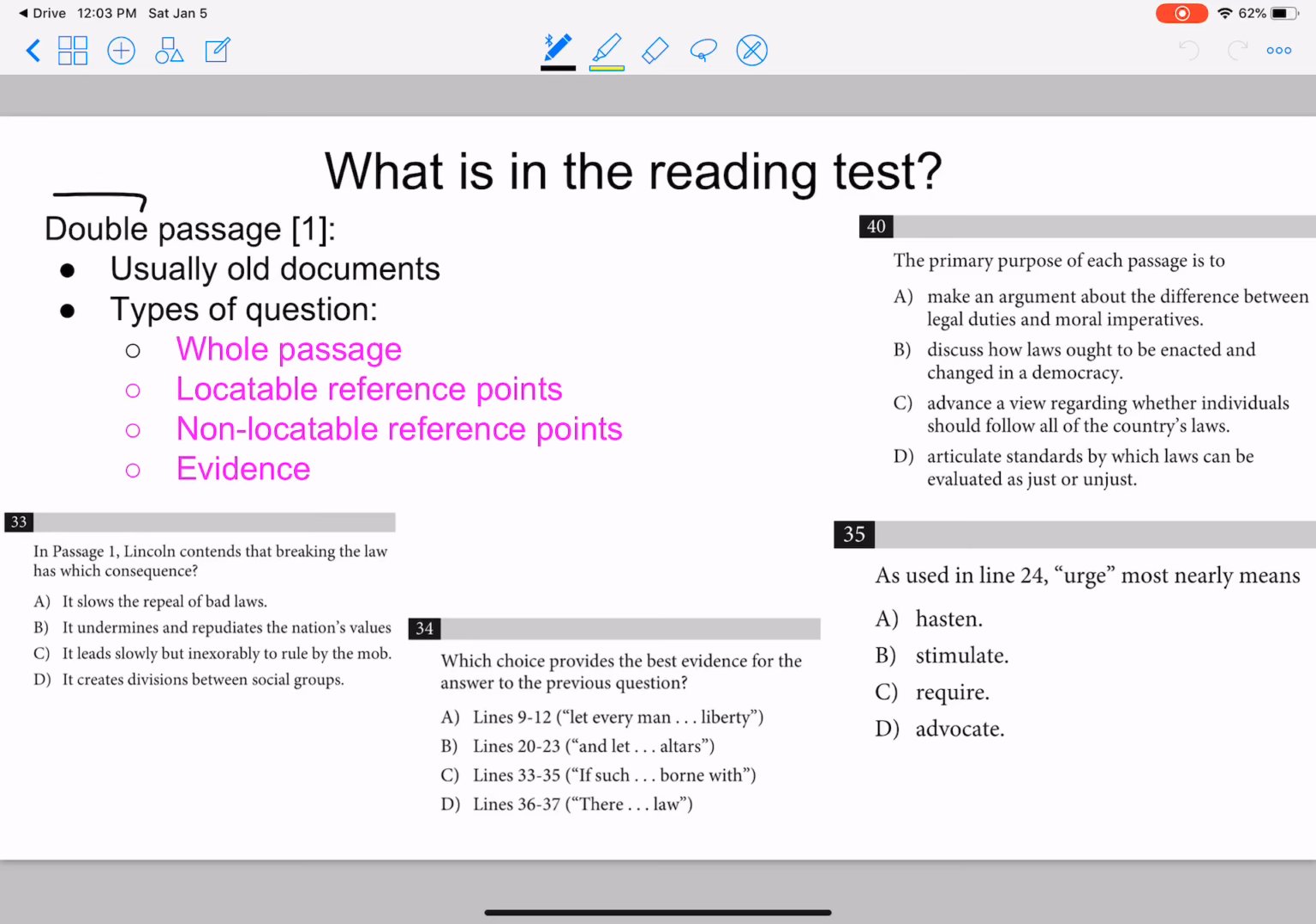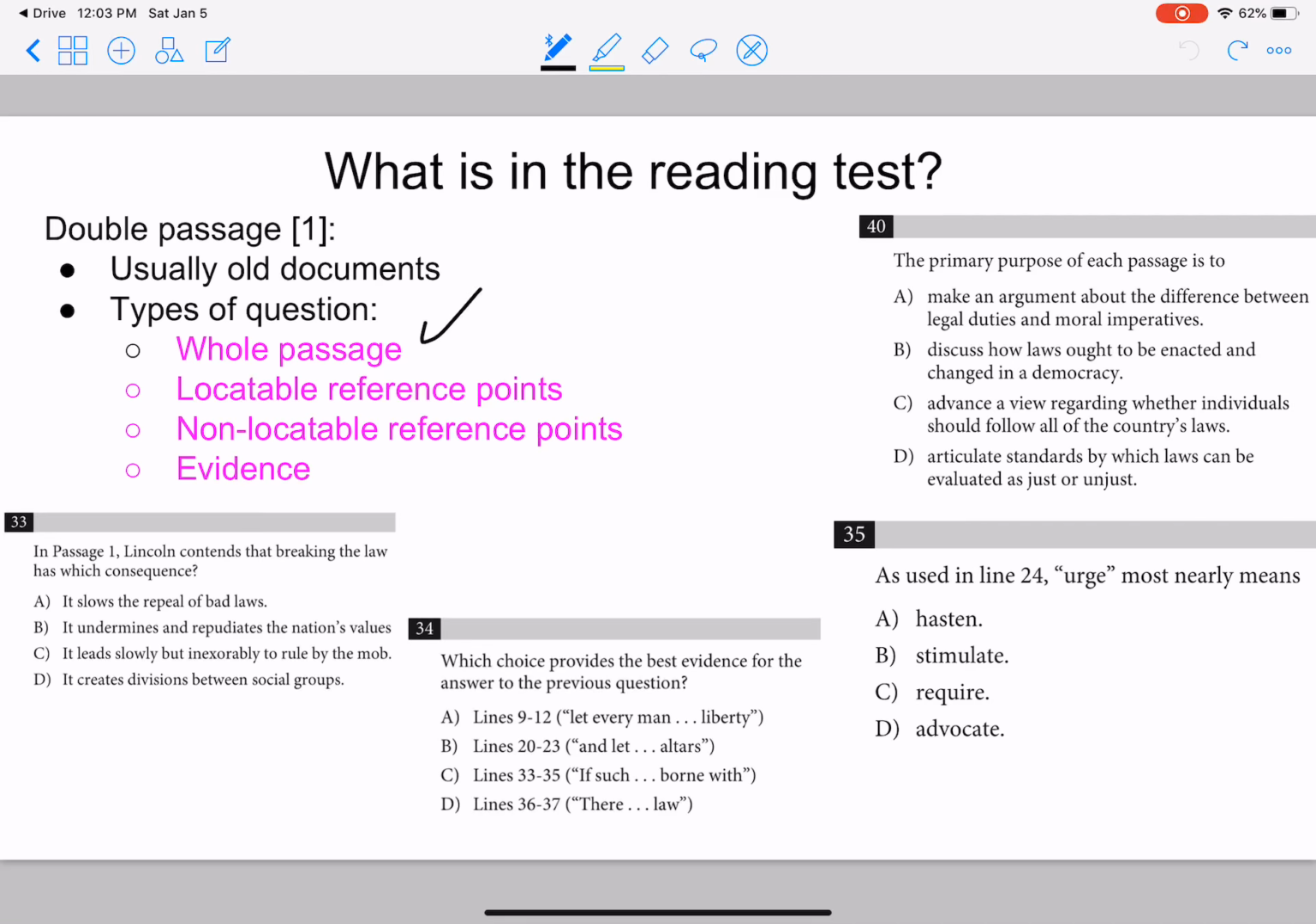Then you're going to get a double passage question. I call it this because you get 2 passages. You get passage 1 and you get passage 2, and then all the questions are based on kind of both passages. And these are usually the hardest because they're usually old documents.